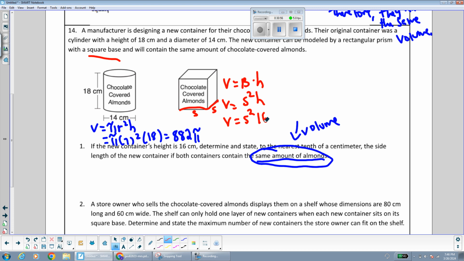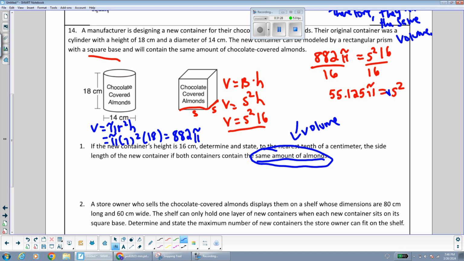I also know that they have equal volumes. So I know that the volume of this container also needs to be 882 pi. Now I'm going to solve for the side. I'm going to divide both sides by 16. So 882 divided by 16, I have 55.125 pi is equal to side squared. And now I just need to take the square root of both sides.